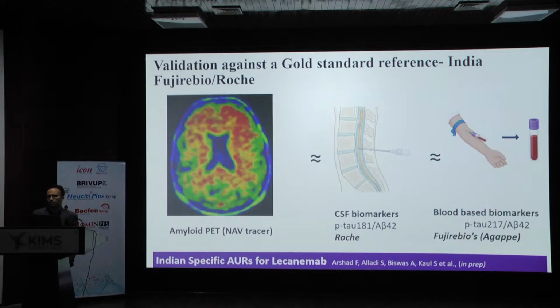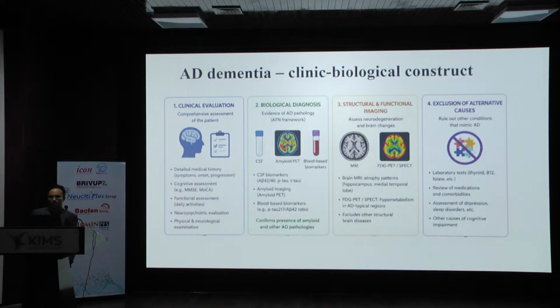And the question is why we are doing this. Because we are writing an appropriate use recommendation for lecanemab, right? For that, we need to have some biomarkers with us, and they have to be validated in the Indian context. So that is the reason for doing all this groundwork. Now, this is the slide which we have been discussing since morning: clinical evaluation, comprehensive evaluation, then comes the biological diagnosis, and it is also important to rule out treatable causes of dementia, right? So AD is not a clinical diagnosis now, it's a clinico-biological construct.